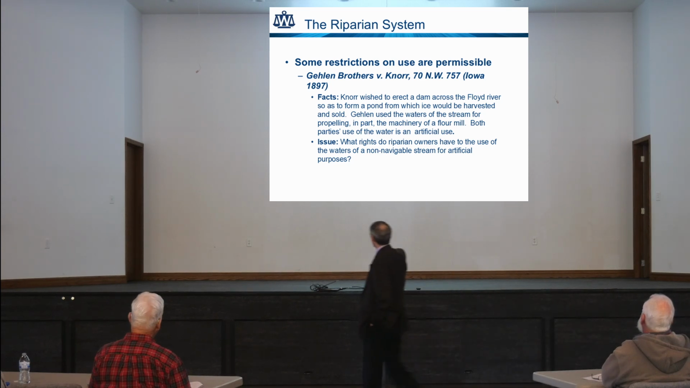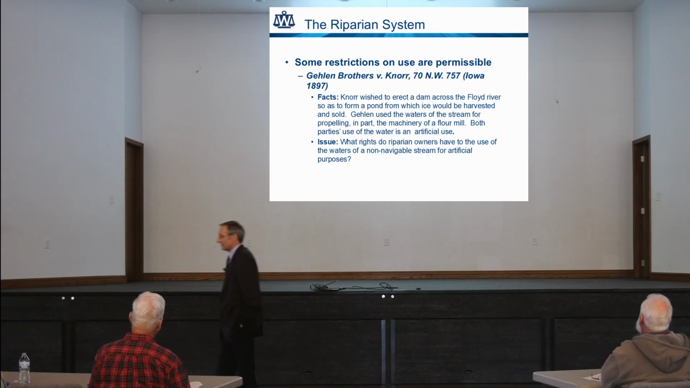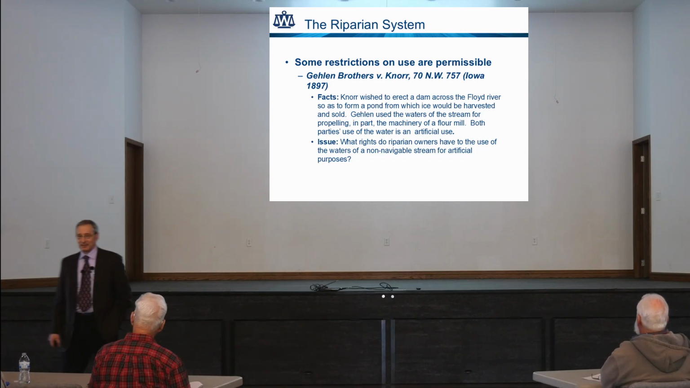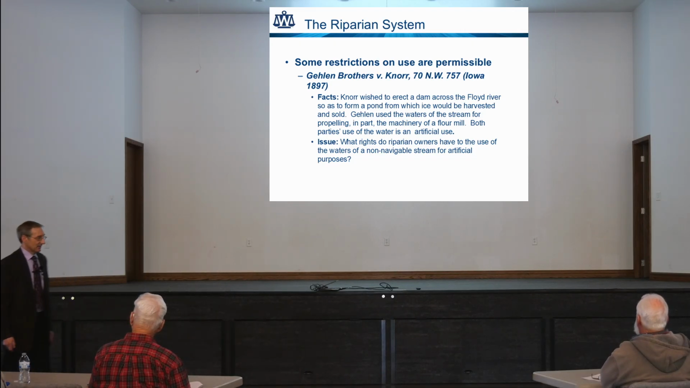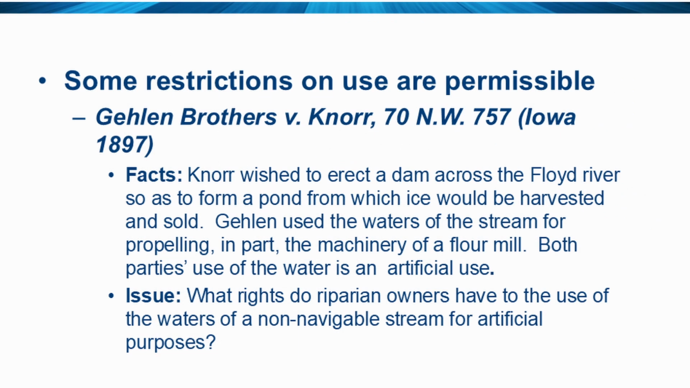Now, here's an Iowa case, northwest Iowa, in 1897. And this shows you what commerce was like in 1897. This was big business. Knorr wanted to put a dam across the Floyd River so as to form a pond, and he's going to harvest ice and sell the ice. This is in the days before refrigeration, and this was a big deal. Gehlen used the waters of the stream for propelling the machinery of a flour mill. Again, we're back to that mill wheel. For both of them, their use of the water was artificial.